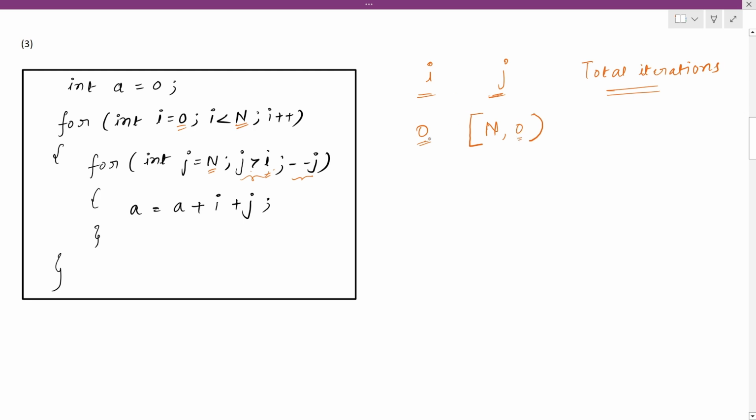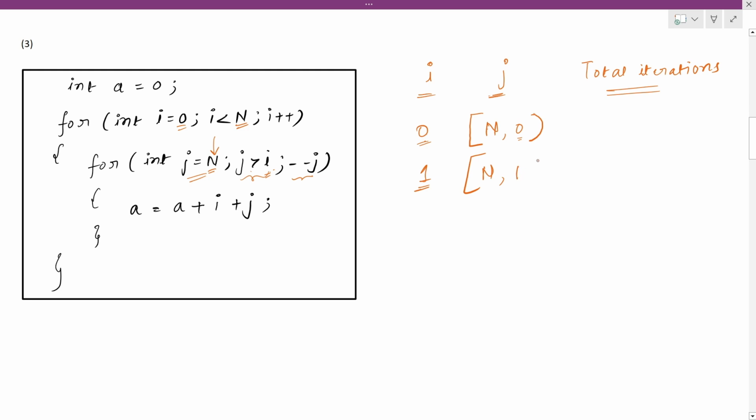So this is the idea of writing i and j, right? Similarly, for i equal to 1, what can you write? You can write n, because you can clearly see every time j starts from n only, and j will be greater than i. That means j will be greater than 1.